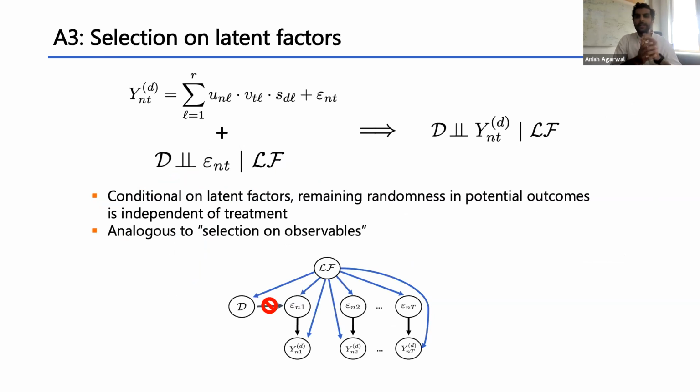Now, what that means is that given this tensor factor model of the potential outcomes, plus the assumption that conditional on the latent factors, the intervention assignment D and the residuals are independent, that essentially implies that the interventions are independent of the potential outcomes conditional on the latent factors. Right, so this is what we call assumption A3, which is selection on latent factors. And this can be thought of as analogous to selection on observables, except now they're latent factors rather than observed covariates.